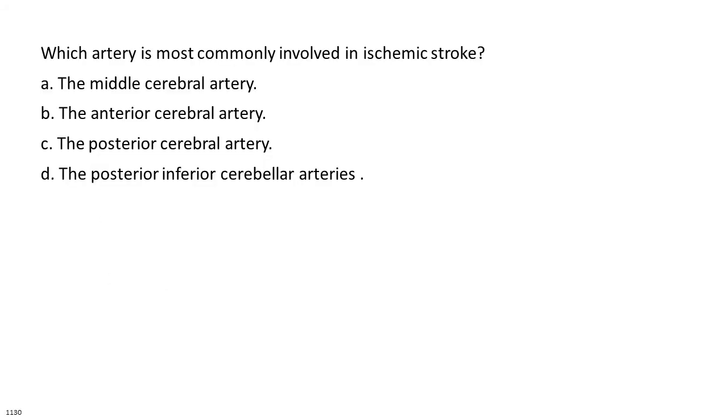Which artery is most commonly involved in ischemic stroke? A. The middle cerebral artery. B. The anterior cerebral artery. C. The posterior cerebral artery. D. The posterior inferior cerebellar arteries.